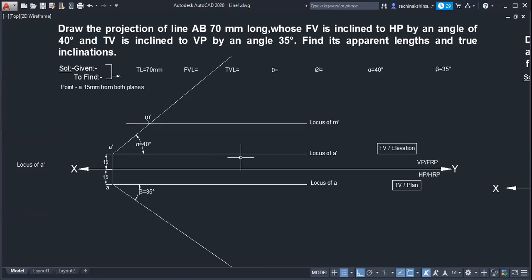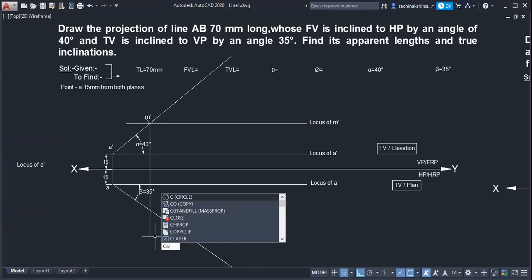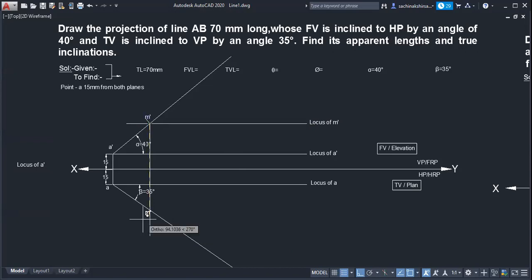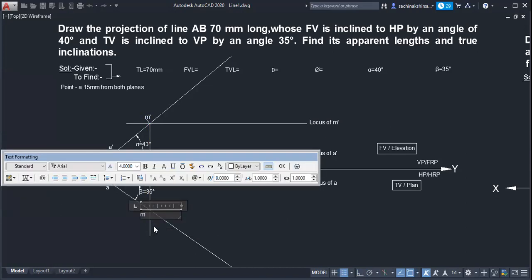If we draw vertically downward, what will we get? Point M. Very good. We will get point M here, so I will name it M.